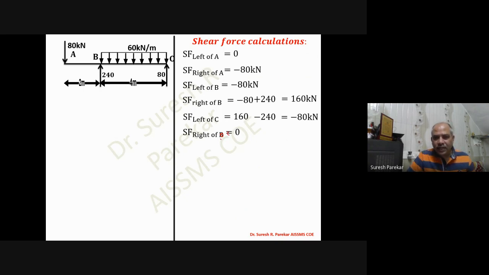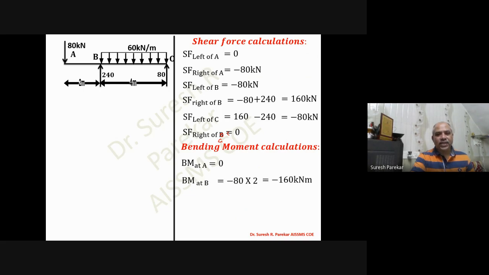And then we have bending moment calculations. Bending moment at A, we have 0. Then bending moment at B, we have minus 80 into 2, minus 160 kilonewton meter. Then at C, we have 0.